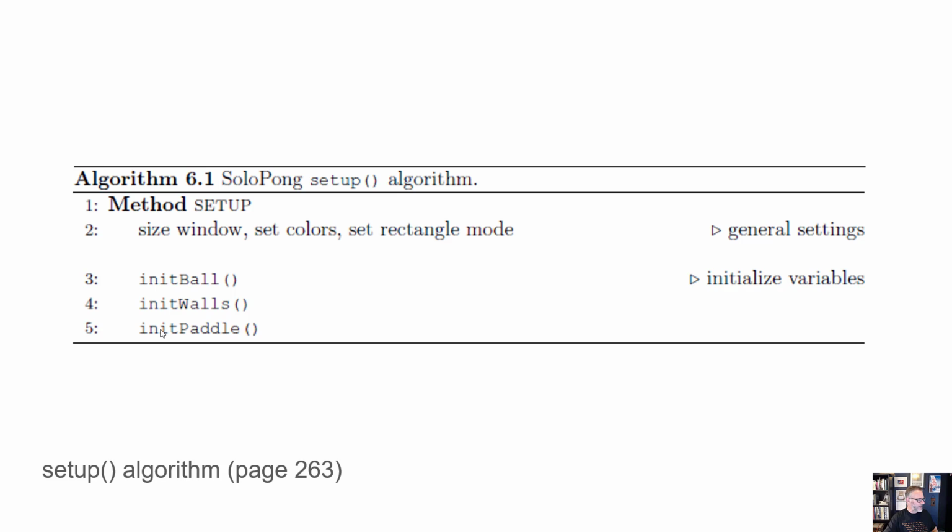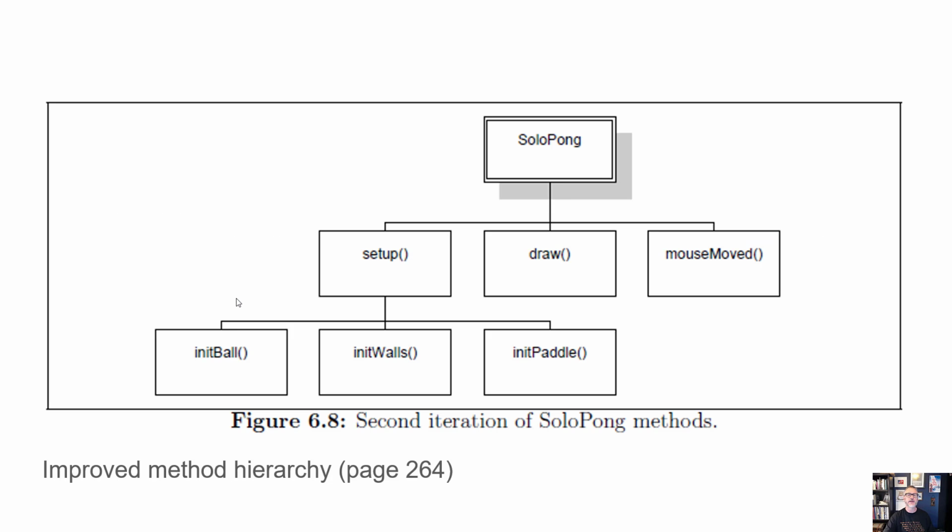Okay? So we're dividing it up into these sub-methods, and if we look at our method hierarchy that we were developing, now all of a sudden it looks like this. Our overall problem is a solo pong problem, which we decomposed into a setup, a draw, and a mouse moved method. And then we further decomposed setup into init ball, init walls, and init paddle. Okay? So again, what we're trying to do is end up with methods that are self-contained modules that don't do anything else but their one particular task. Okay? And so we've done that decomposition on setup, leading to this method hierarchy.